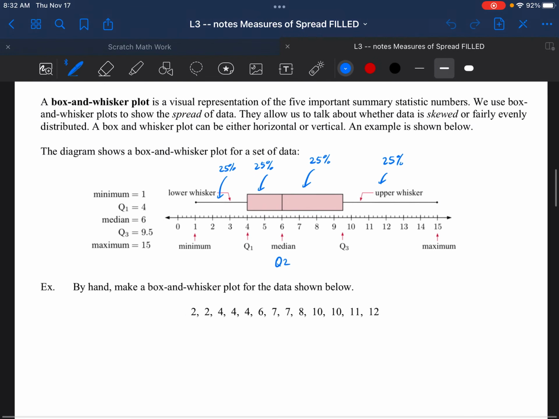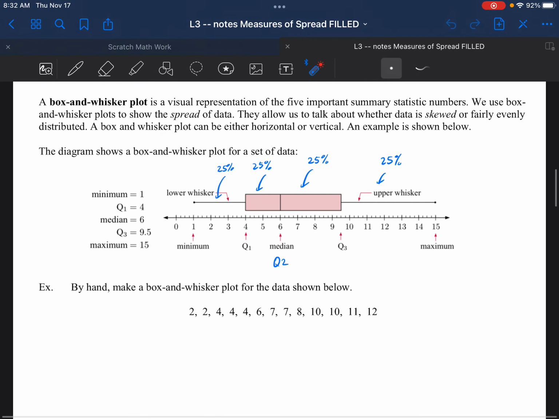All right, guys. Hopefully got some juice now in the Apple Pencil. Let's continue with these notes.